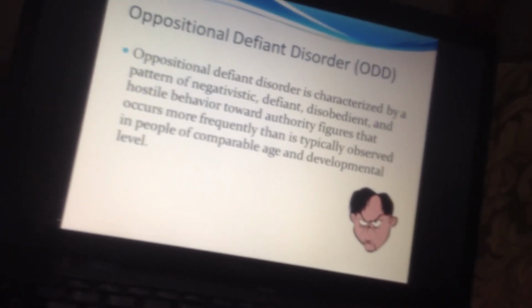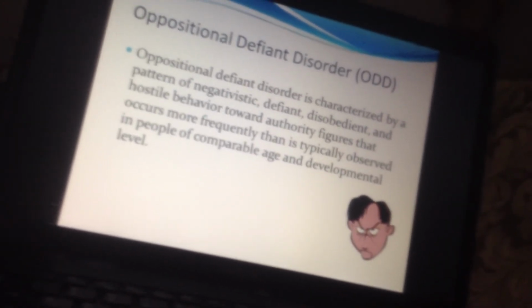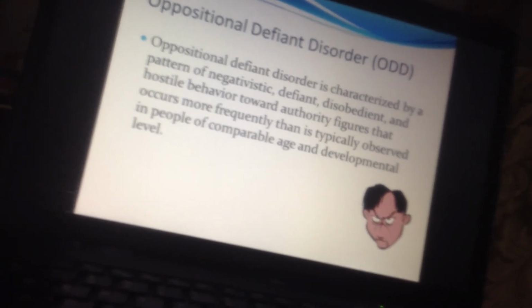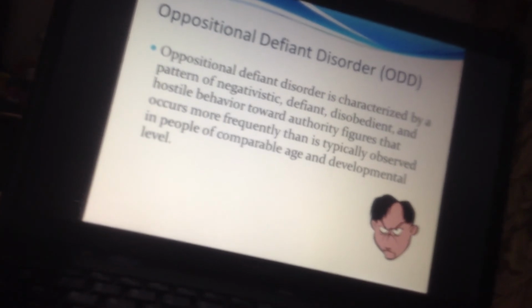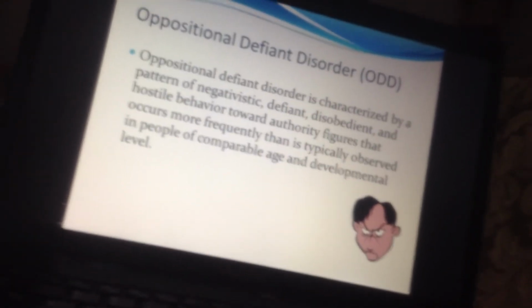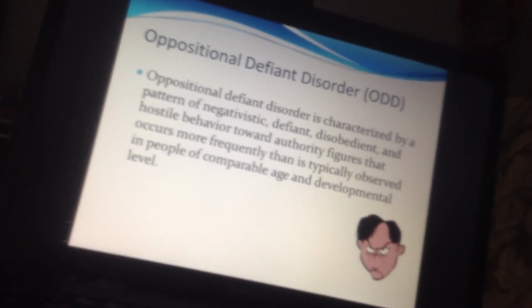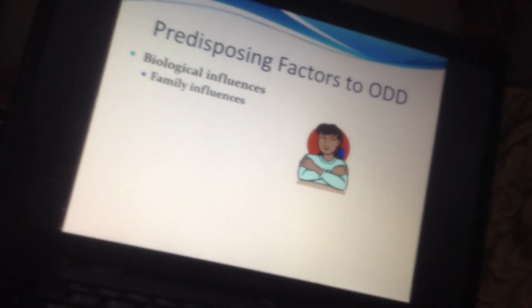Oppositional defiant disorder: this is where there is a lot of negativistic, defiant, disobedient, and hostile behavior towards authority figures. So we all may not agree with what our parents tell us to do, but with these kids you'd see that this disobedience is more frequent than you would see in kids of the same age or at that same level.